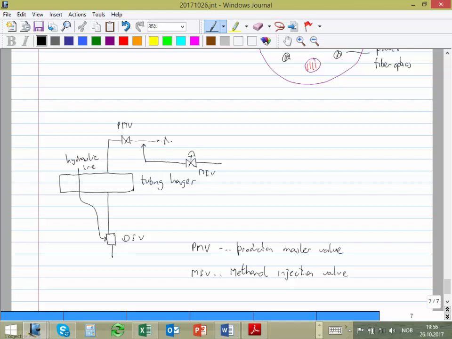And after the production, what do I have after the master valve? Wing valve. Remember, it's like religion. You have to say it five times a day. Production, wing, choke. Production, wing, choke. Then comes the wing valve, PWV, production wing valve.